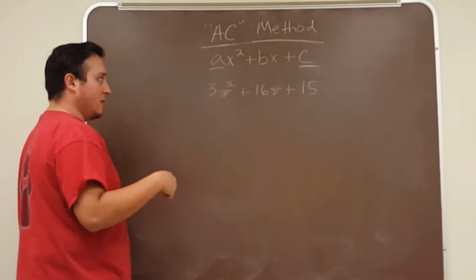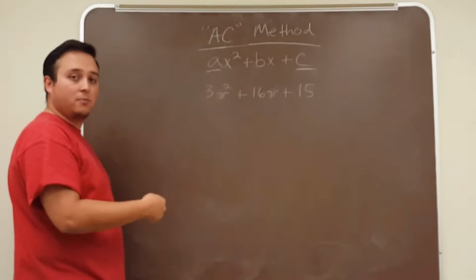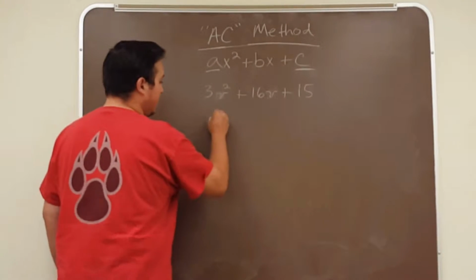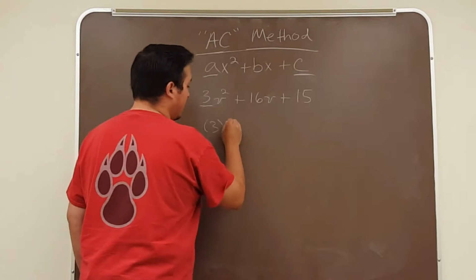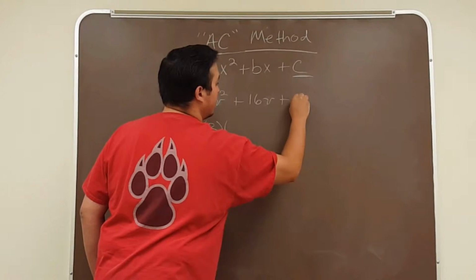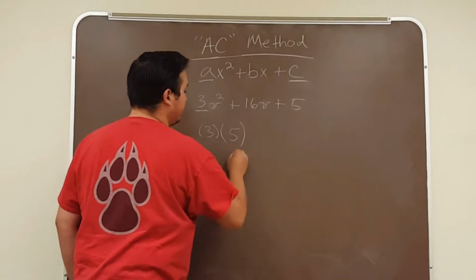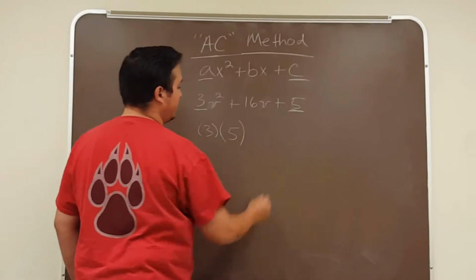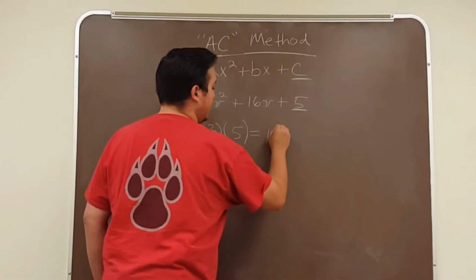So to start this method, you're going to take your A and your C term, multiply them together. So that's going to be 3 times, I'm sorry, this should be a 5. Multiply them together, that gives me 15.